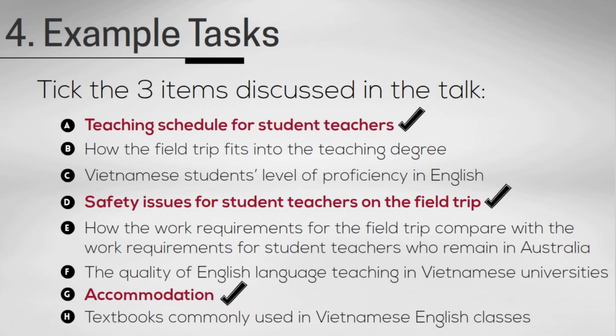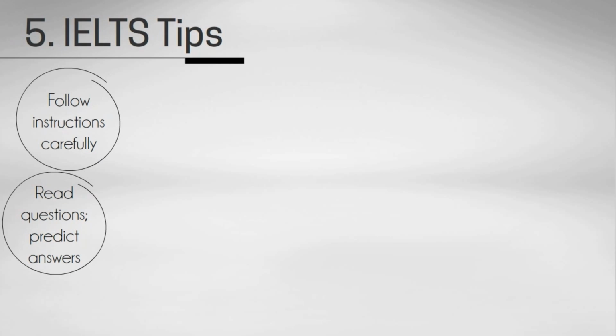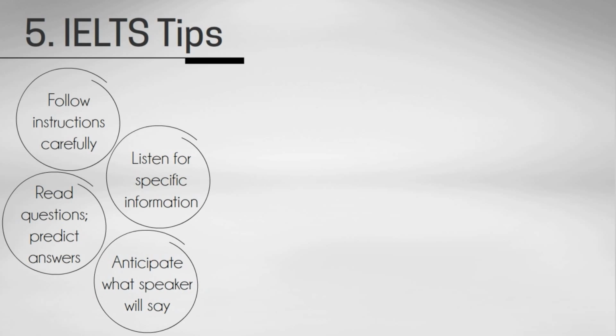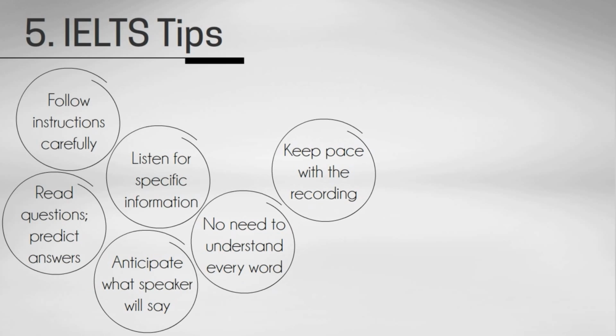Okay, this brings us to the 5th and final part, the tips for IELTS. First, follow the instructions carefully. They may be different to practice or previous tests. Read the questions, predict what information you need, then listen for the specific information you want. Try and anticipate what the speaker will say. This will require concentration. But do not worry if there is a word you do not understand. You may not need to use it. And if you do not know the answer to a question, attempt it, but do not waste time. Move quickly onto the next one.